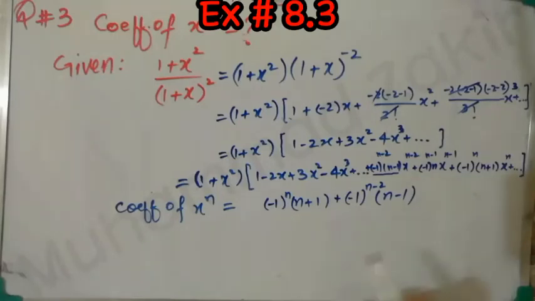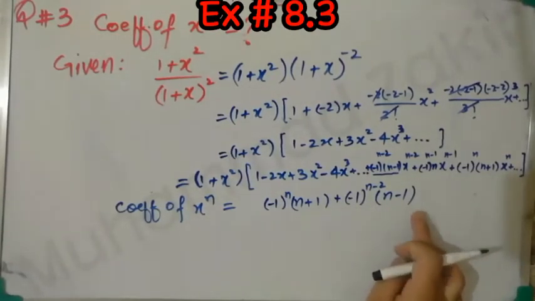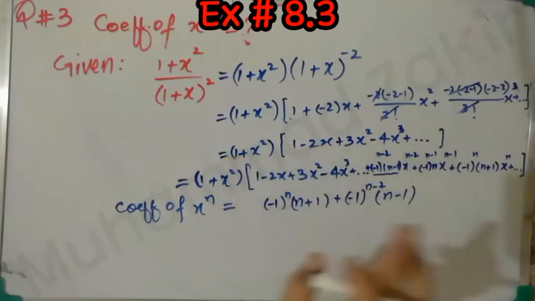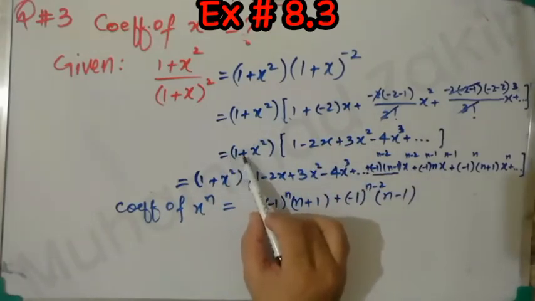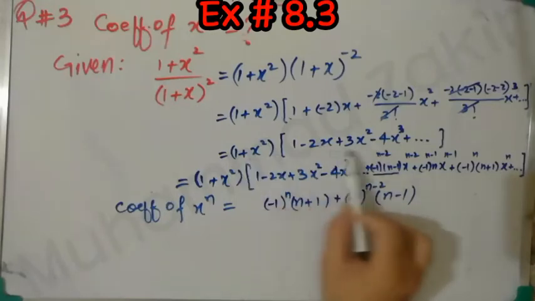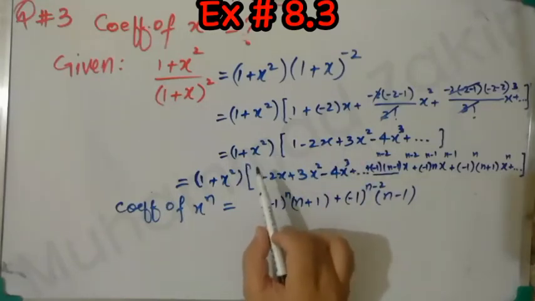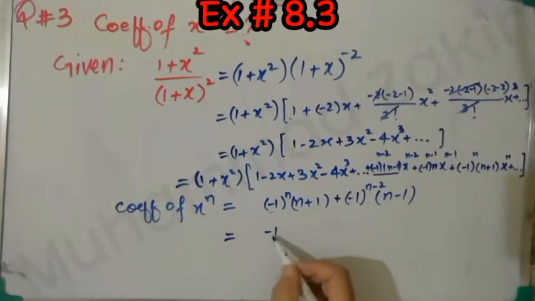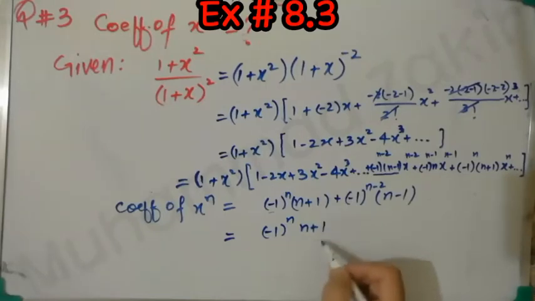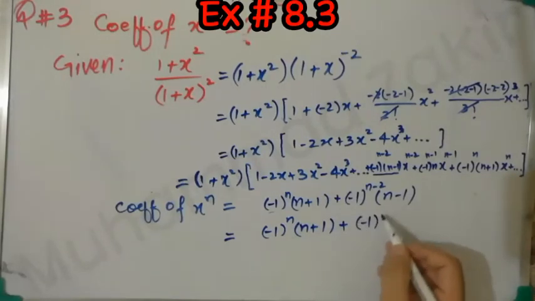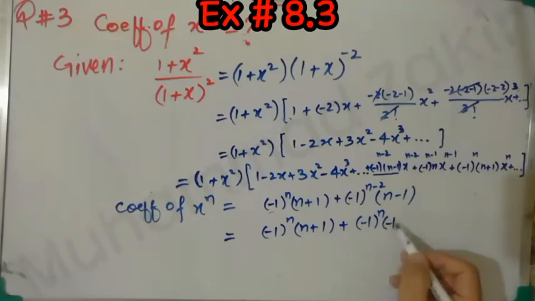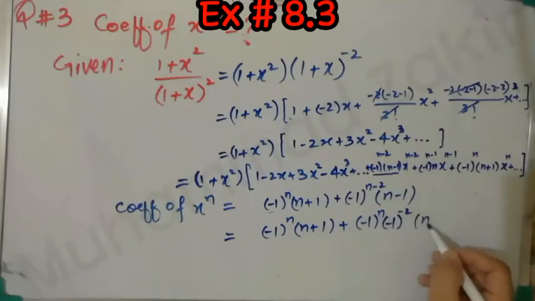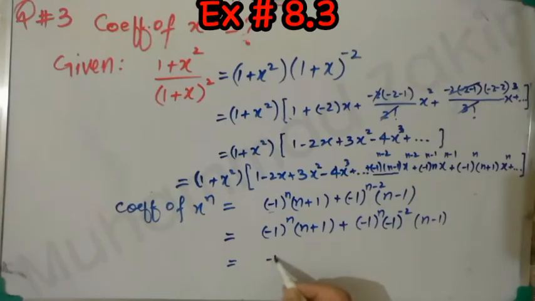Now it will be simplified and will be the coefficient of x power n of the final form, which is the product of these two series. The series obtained by multiplying these two has this coefficient of x power n, but we have to show it in simplified form. What is it? Minus 1 power n, n plus 1, minus 1 power n, minus 1 power minus 2. We break the power. Then we can see minus 1 power n is common. It can be taken common. It will be n plus 1 here.